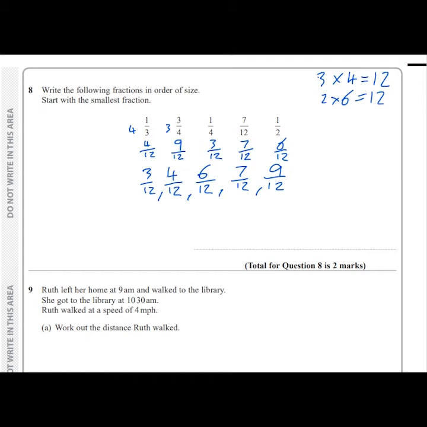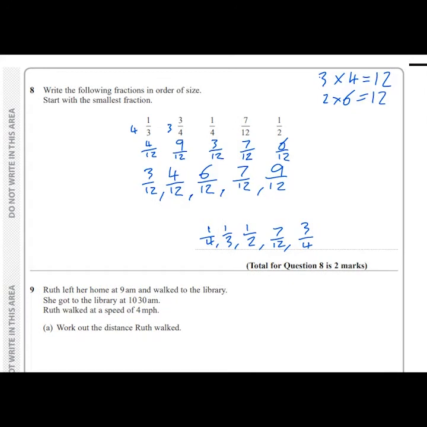So first one, 3 over 12, that was originally a quarter, so I'm just going to write a quarter here. Next we had 4 twelfths, that was a third originally, so a third. Next we had 6 twelfths, so that was a half. Next we had 7 twelfths, we didn't change that, so that was what it was originally. And then lastly we had 9 twelfths, so 9 twelfths was 3 quarters. And that's the answer there.